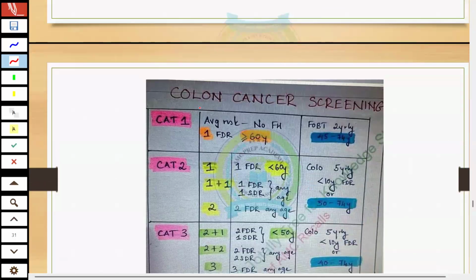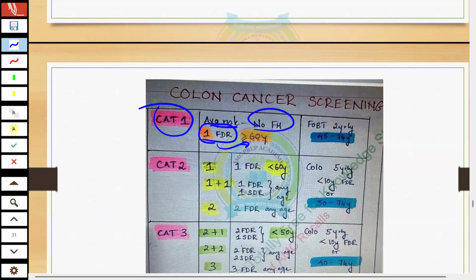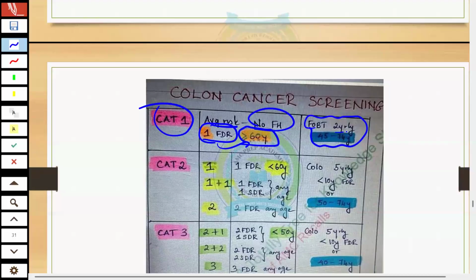So, okay, doctors. Category 1. As we discussed, category 1 means the average risk population: no family history, or one first degree relative diagnosed at an age greater than 60 years. So it is talking about the average population. What is the clinical recommendation? You have to go for FOBT every 2 years, from 45 to 74. Okay, simple. What about category 2?